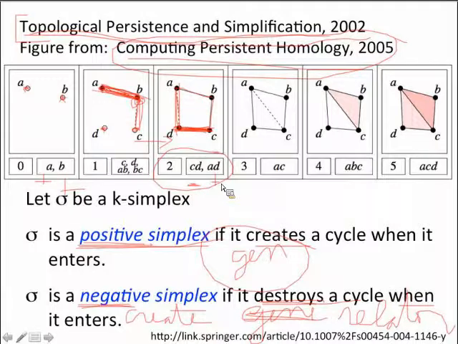Notice that in this particular example, since we have multiple things entering at the same time, I had to make a choice, and I chose CD to be the destroyer and AD to be the creator. Somebody else could have done it differently, and that would have been fine. We would have gotten the same homology at the end, but our generators and relators would have been a little bit different. So a choice does get made when you enter too many simplices at a single time.